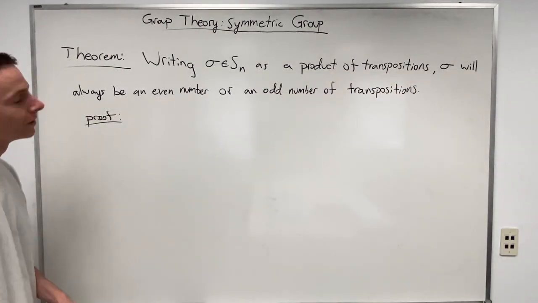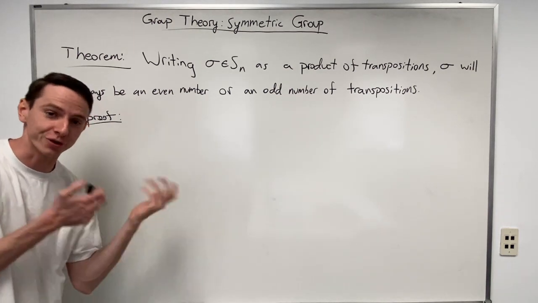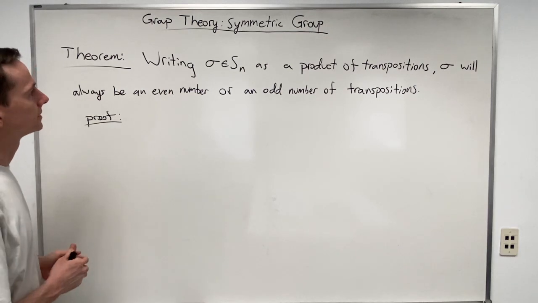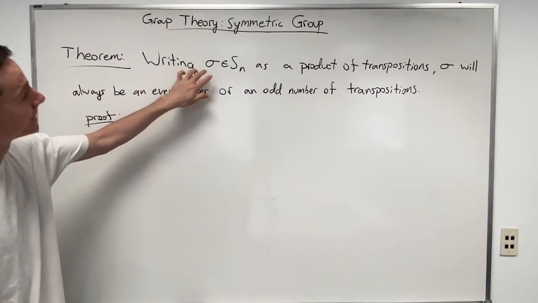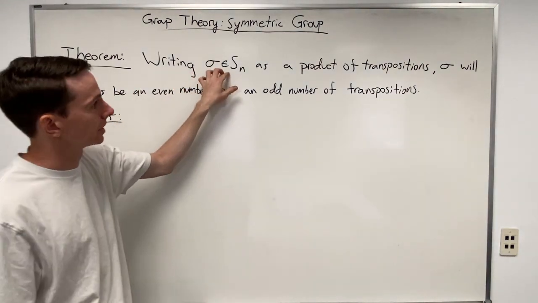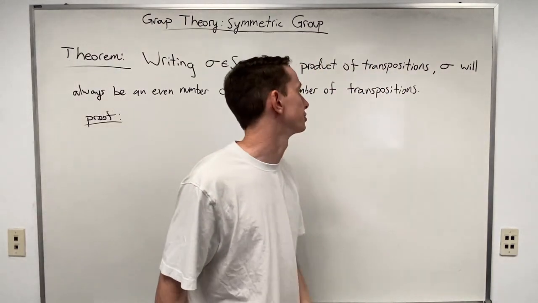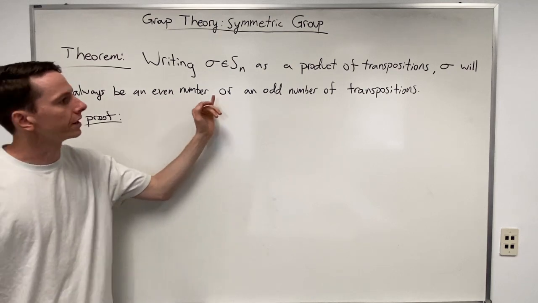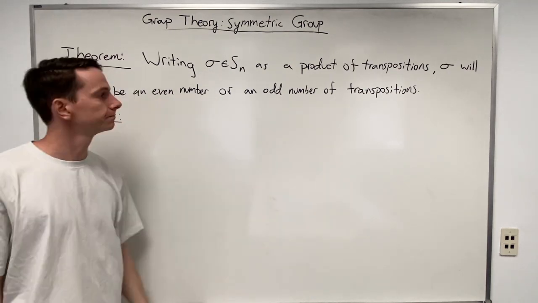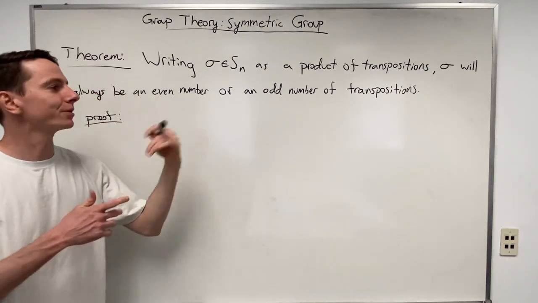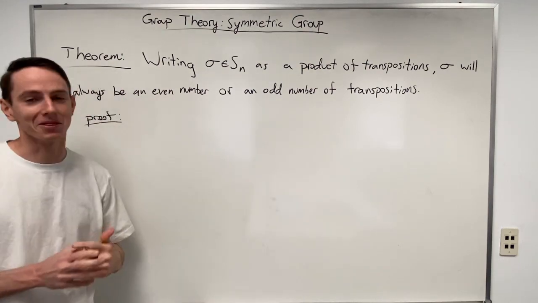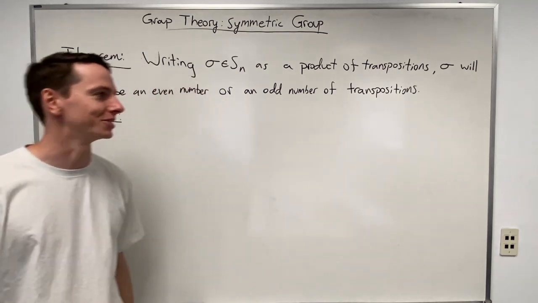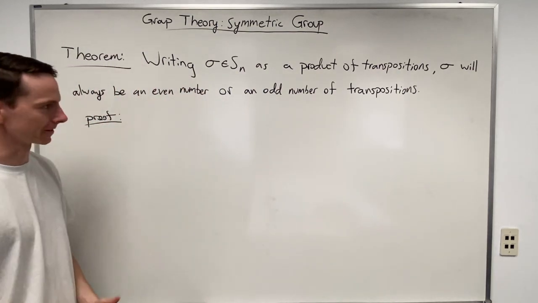All right, so we have arrived at the main theorem of the video, and let's go through it together. It says, if we were to write sigma, some permutation in S_n, as a product of transpositions, then sigma will always be an even number or an odd number of transpositions. Okay? And we might be able to tell where we get the terminology for an even permutation or an odd permutation, but we'll get to that in a second.